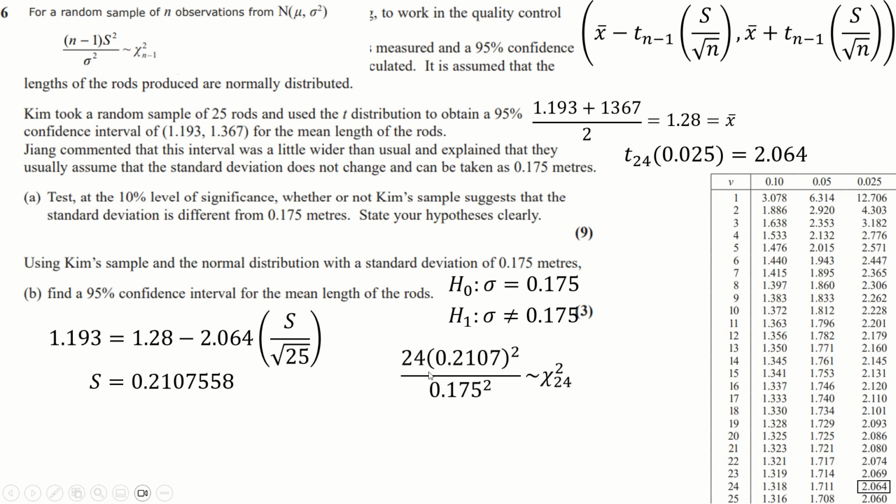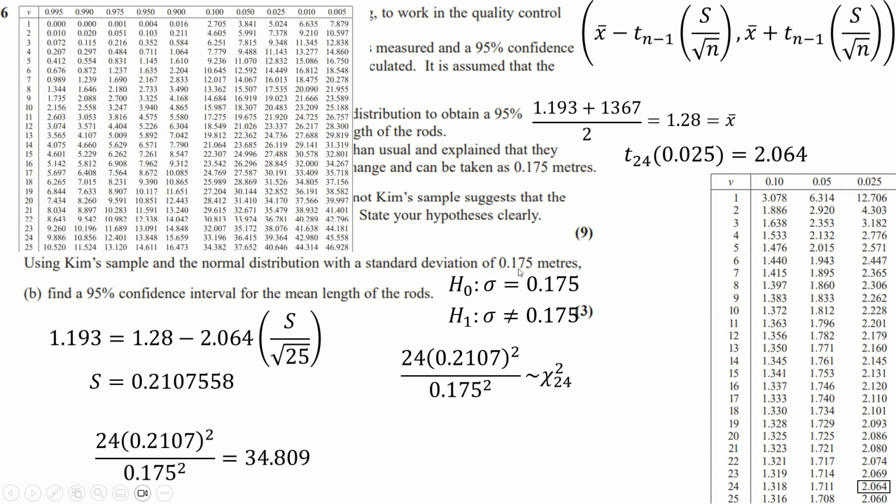So, we've got 24, which is obviously n minus 1. We've got our value that we found via all this stuff in here, and then we've got the variance given to us by H0, down here, sorry. And then we've got chi-squared of 24. So we look in the chi-squared tables, I guess. First I could just do this division here to get this. And then we can look in the chi-squared tables, which are quite a large table over here.